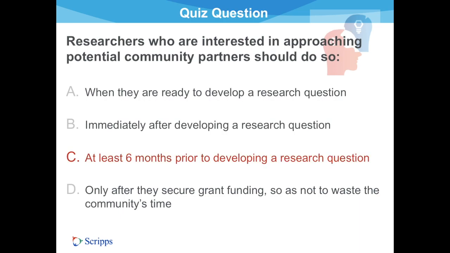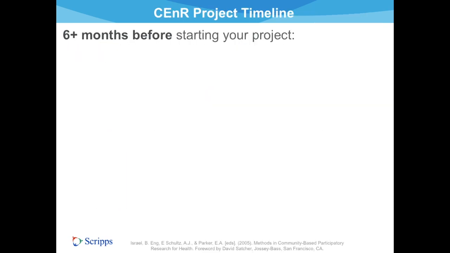The correct answer is C. Researchers should approach potential community partners at least 6 months prior to developing a research question. Now that you've seen a good case in action, let's review a hypothetical timeline to get started.